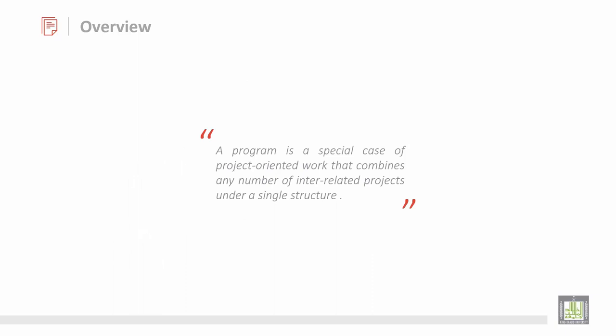Then the overview: a program is a special case of project-oriented work that combines any number of interrelated projects under a single structure. For example, you have a particular goal, and the goal is linked with many interrelated projects to achieve that goal. So that is the aim of this. For example, you can see in the next slide.